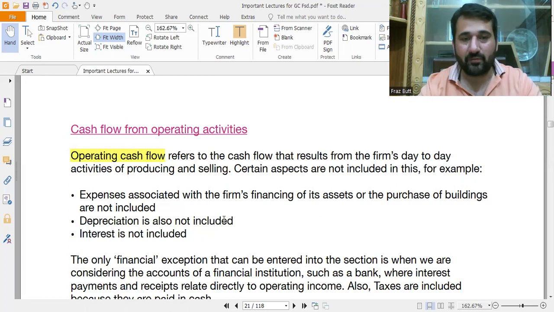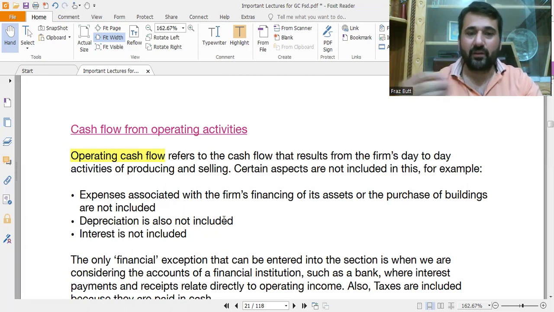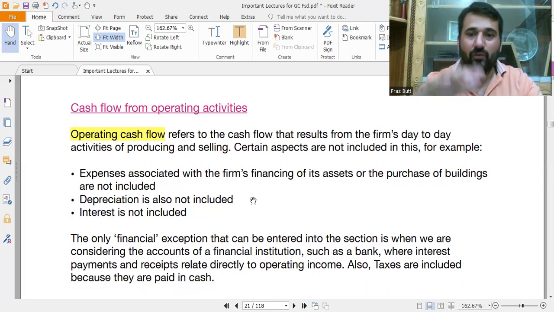Depreciation, what is depreciation? For your knowledge, depreciation is basically the reduction in the value of an asset. For example, I buy a motor car. After some time, the value of the car will reduce and it will keep on reducing. So reduction in the value of an asset is called depreciation. And there are other methods to calculate depreciation. Inshallah, in our videos, we will also discuss them.